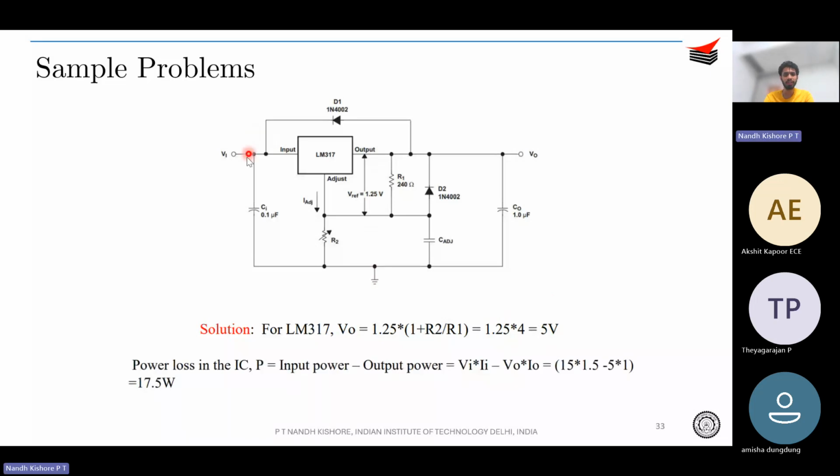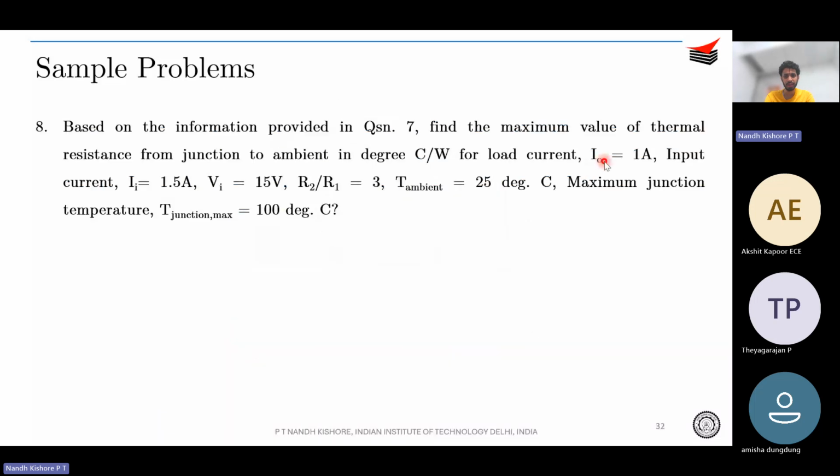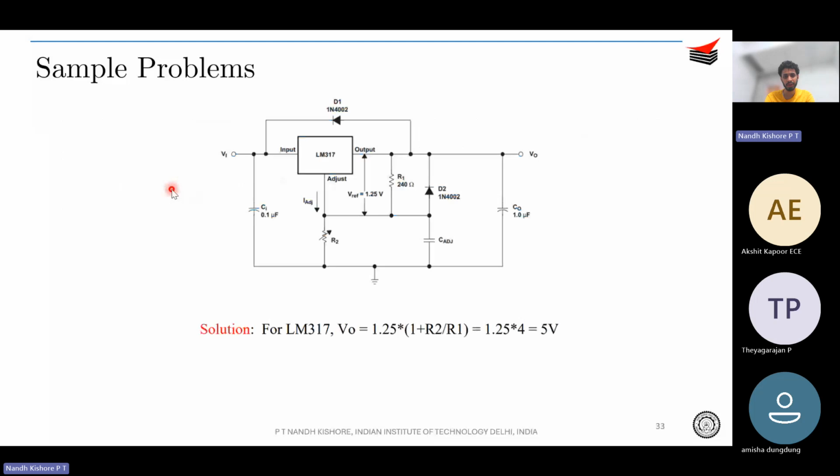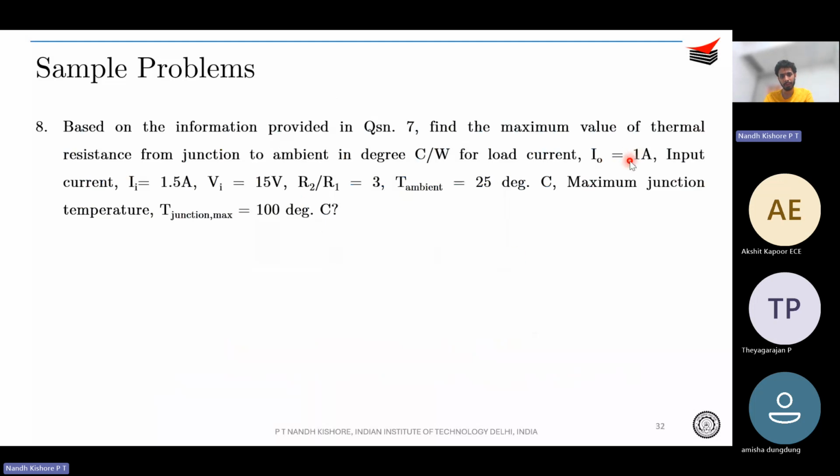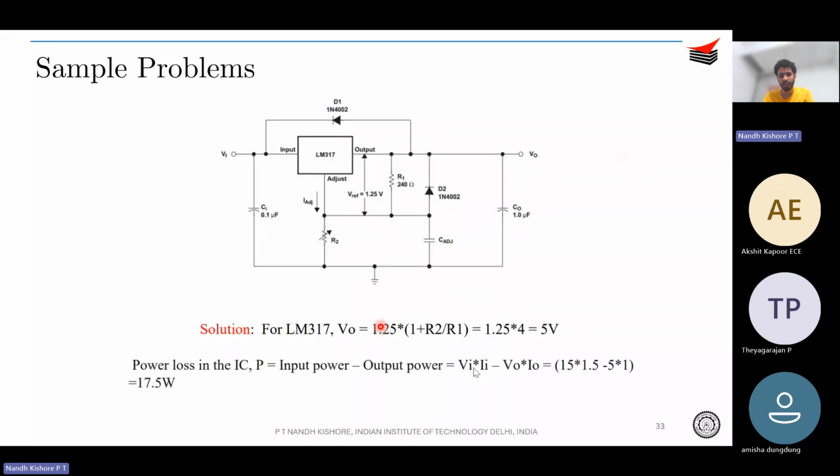So what is the total power loss? Pi minus P out, that is input power minus output power. Input power is Vi into Ii, that is input voltage into input current, and output power is V naught into I naught. Vi and Ii are given in the question: Vi is 15 volt and Ii is 1.5 amperes. Okay, 15 into 1.5, and output power is V naught into I naught. I naught is given as 1 ampere, and we just calculated that V naught is 5 volt. Therefore, the total power loss is input power minus output power, which is 17.5 watt.